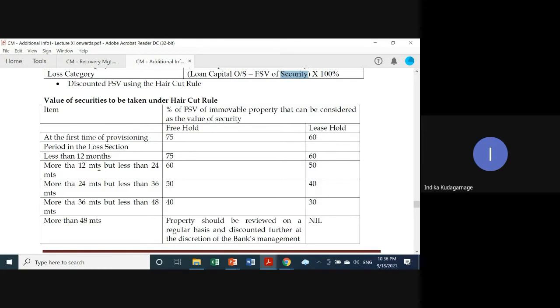If it is more than 12 months in loss category, then it goes to 60%. Again, based on freehold or leasehold: 75 freehold, 60 leasehold. When it is 60 freehold, leasehold it is 50. Like that, we discount the FSV. That is called the haircut rule in provisioning. Haircut rule, right? So you need to memorize these tables.